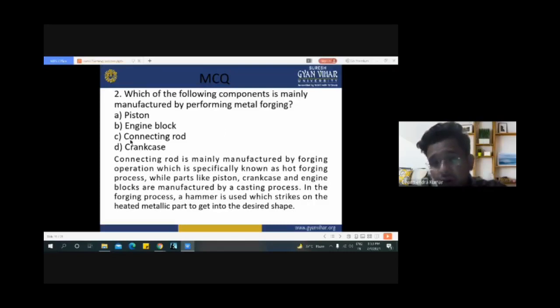Then the connecting rod is manufactured by the forging process. Here is the description: connecting rods are mainly manufactured by the forging operation, specifically known as the hot forging process, while parts like the piston, crankcase, and engine blocks are manufactured by the casting process.